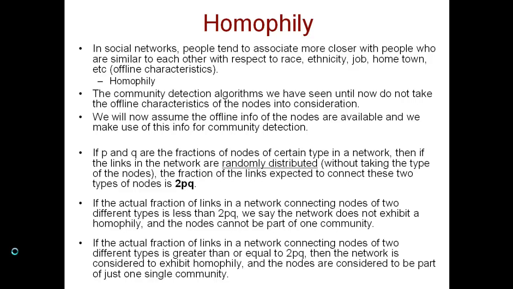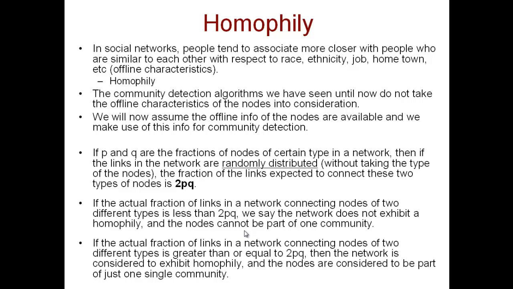Okay, so for this, let us use this result from literature: if P and Q are the fractions of the nodes of certain type in a network, then if the links between these two types of nodes are to be randomly distributed, the fraction of the links expected to connect these two sets of nodes is going to be 2PQ. It's the expected fraction. So let me again repeat it.